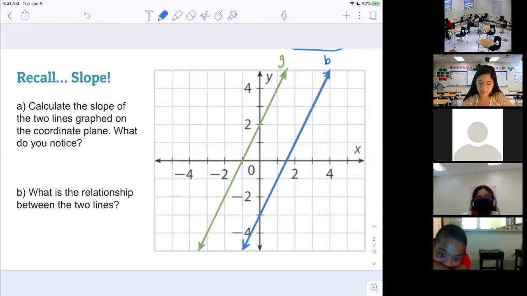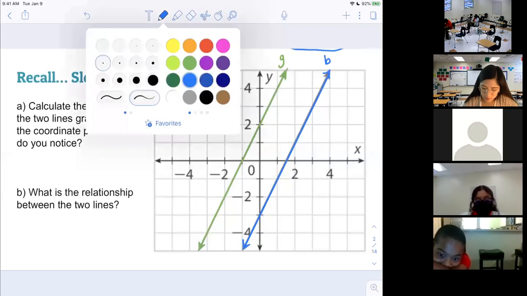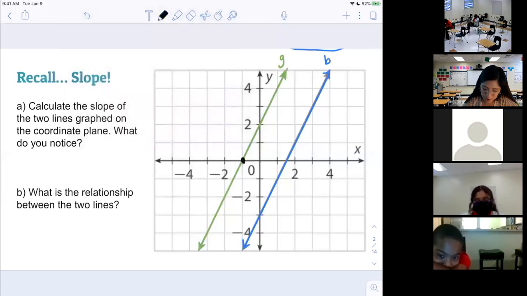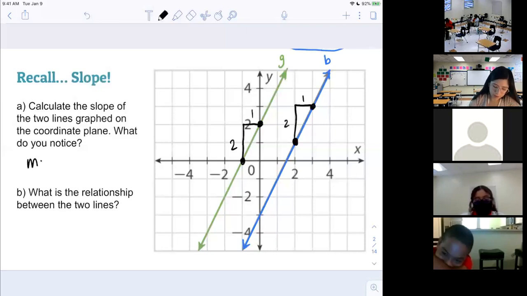2, okay. Good, 2. Just as a quick review, I could find any 2 points, find the rise and the run. My rise is 2, my run is 1. And that's the same thing for both the green line and the blue line. So m equals 2 for both.